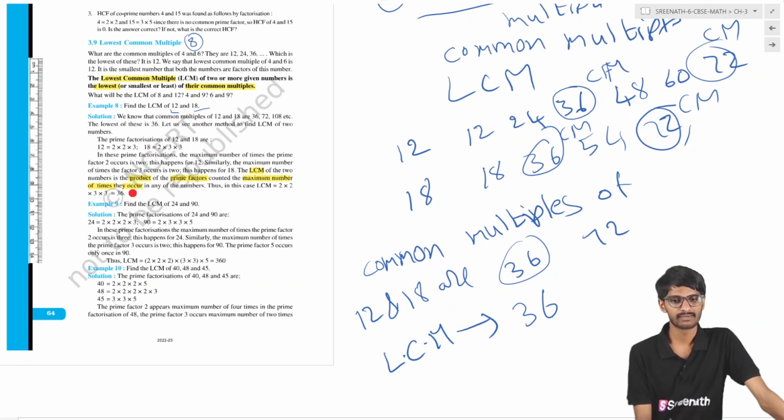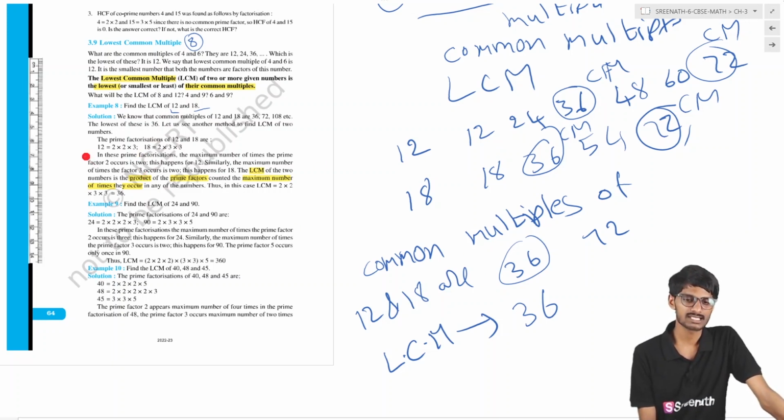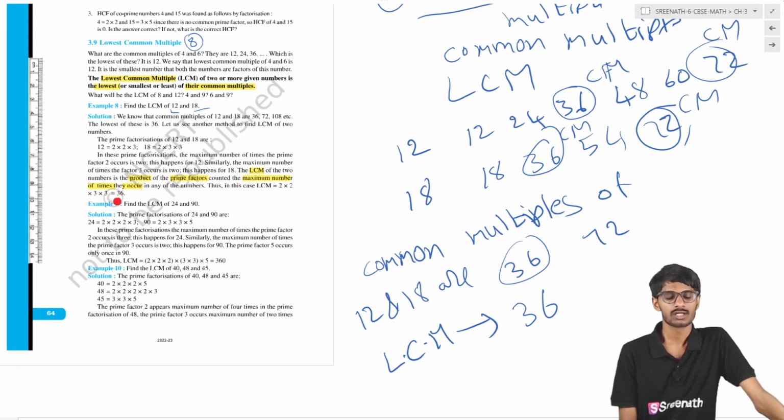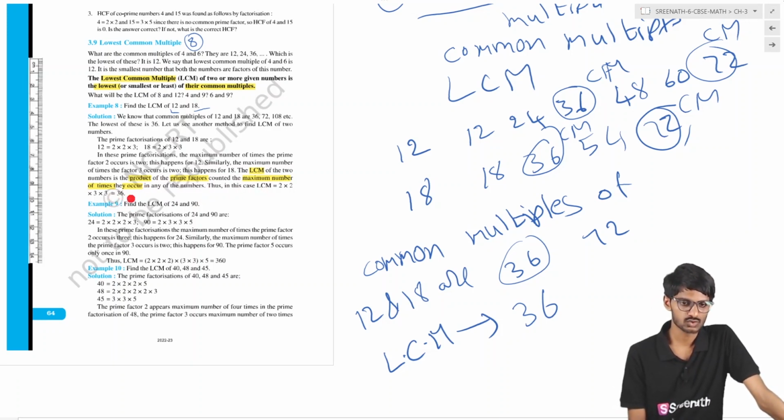And there is another way. That was an example for 12 and 18, where we found the least common multiple as 36. Another way to find it: the LCM of two numbers is the product of the prime factors counted the maximum number of times they occur in any of the numbers. Thus in this case the LCM is 2 into 2 into 3 into 3, that is equal to 36, students.